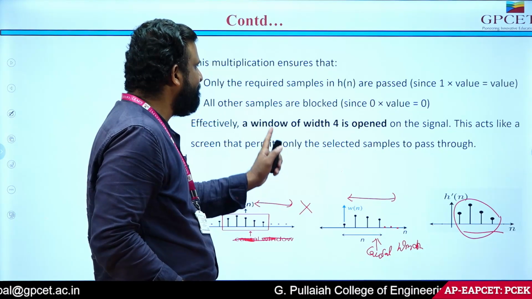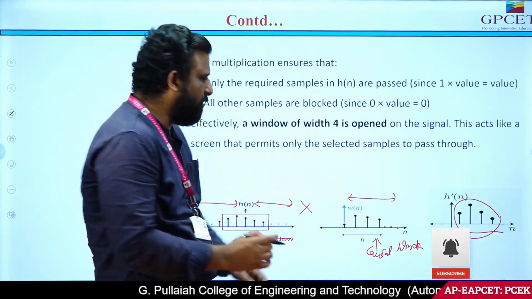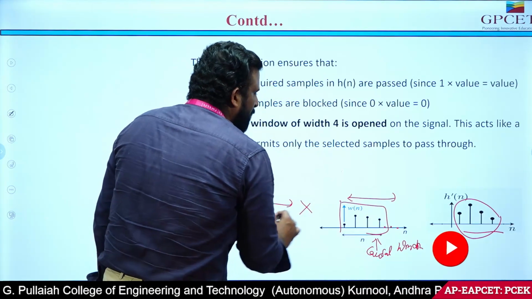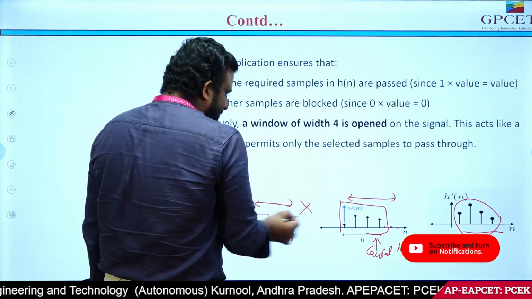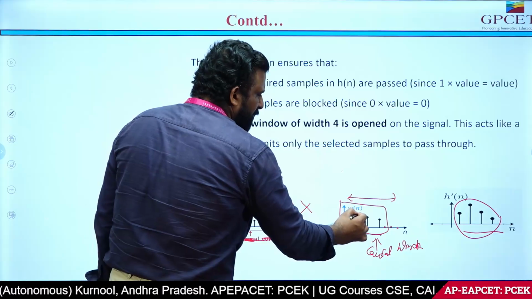How will it be passed? Because of this window, we have set it from 0 to 3. So this is the window. If I pass this h of n through the window, only these samples will be multiplied with h of n, that is the 0, 1, 2, 3 values. Why? Because these values are equal to 1.